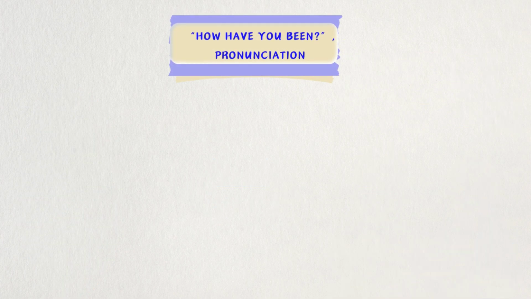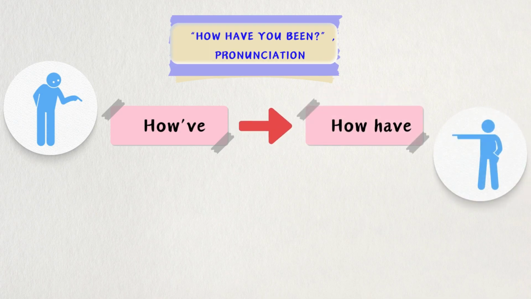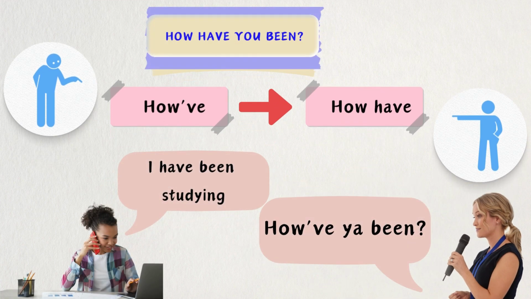When speaking casually, people use the contraction have instead of pronouncing how and have separately. The you is often pronounced as ya when spoken quickly. So the entire question would sound like, how have you been? Instead of saying something like, I have been studying, it's more natural to say, I've been studying.